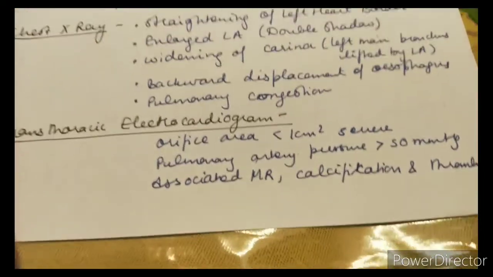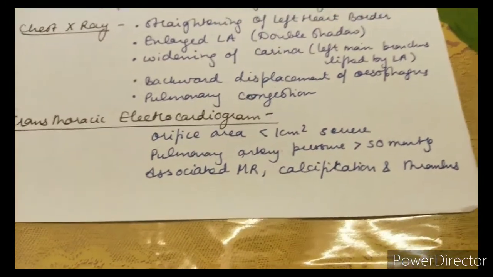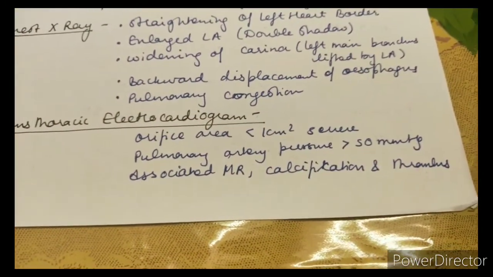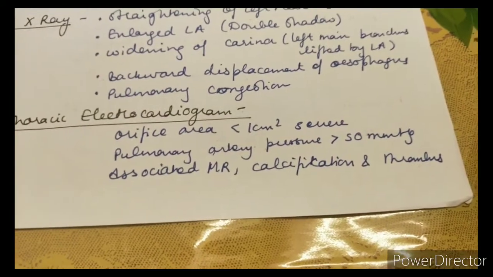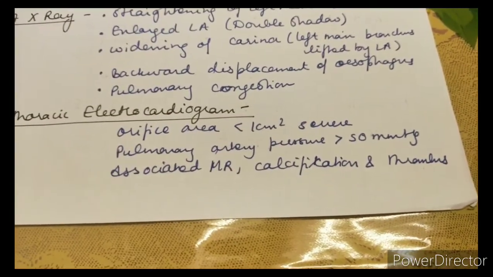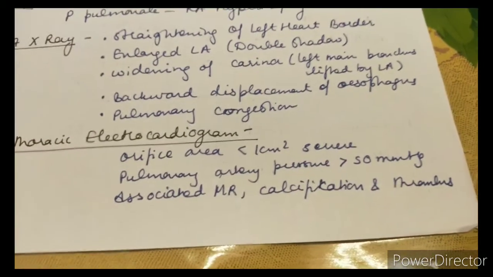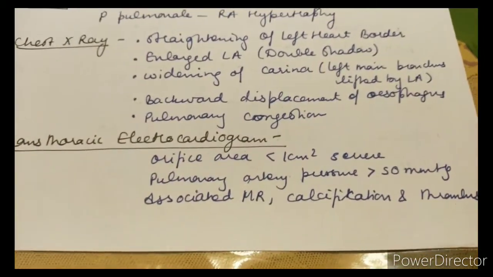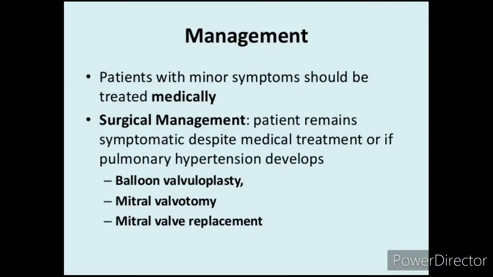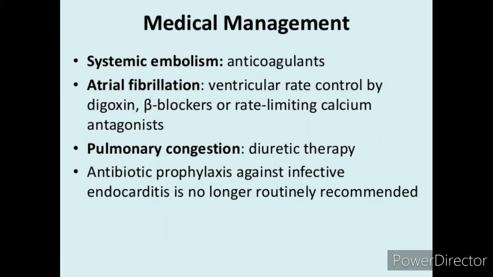And on transthoracic echocardiogram you will see orifice area is less than 1 cm square in severe, pulmonary artery pressure more than 50 mm of Hg, again severe, associated MR and calcification and thrombus. This is all what you can see on transthoracic echocardiogram. Management is balloon valvotomy, mitral valvotomy, and mitral valve replacement. Medical management is done for some mild degree of problem, include systemic embolism, anticoagulants, atrial fibrillation is digoxin and beta blockers, pulmonary congestion you have the diuretic therapy, and the antibiotic prophylaxis, which was earlier recommended for infective endocarditis, is no longer routinely recommended.